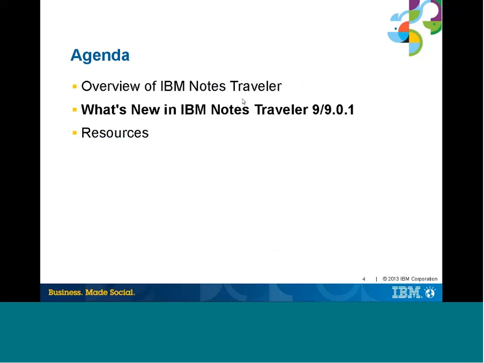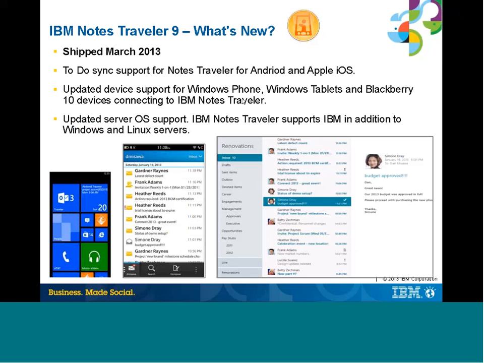In terms of what's new, the latest version or code stream in market is our 9.0 stream, and we shipped our Notes Traveler 9.0 release back in March of this year. When we shipped that, we added support for to-do or task synchronization for Traveler on Android and Apple iOS devices. So you can have that information syncing to your devices, a much requested feature and capability.